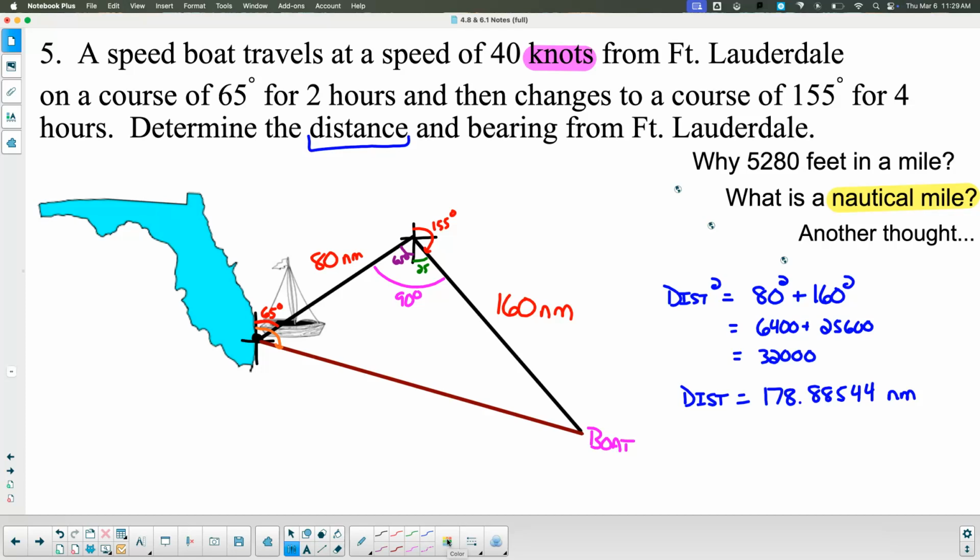The kicker here, you're going to laugh at me when I say this, but the most important word in this last sentence is the word "from." Because the bearing is different from Fort Lauderdale to the boat than it is from the boat to Fort Lauderdale. They are different angles.